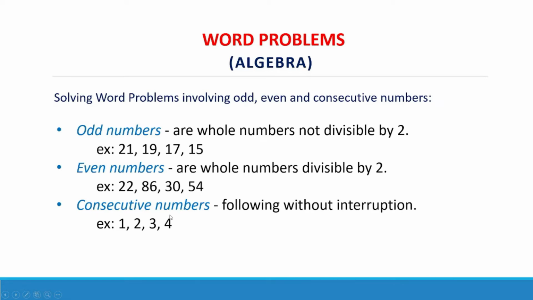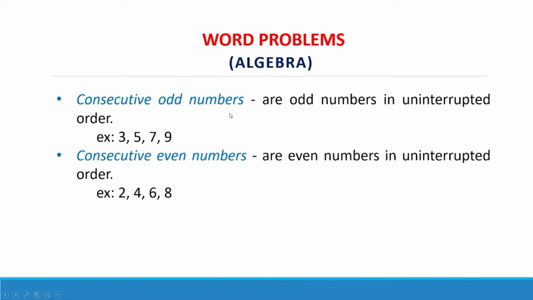And consecutive numbers are numbers following without interruption. For example, 1, 2, 3, and 4. Consecutive odd numbers are odd numbers in uninterrupted order. Example, 3, 5, 7, 9. And consecutive even numbers are even numbers in uninterrupted order. For example, 2, 4, 6, and 8.